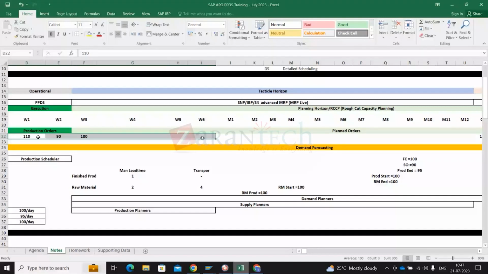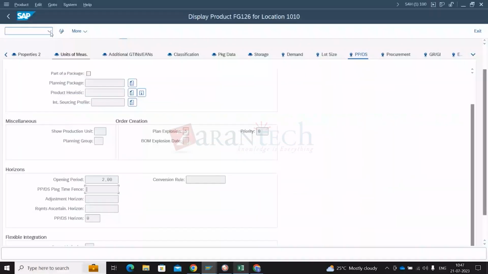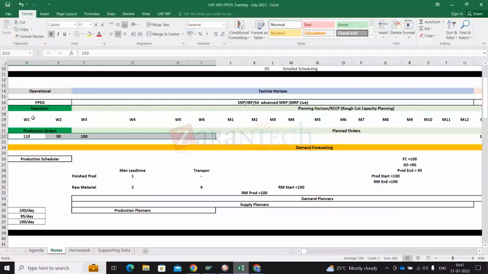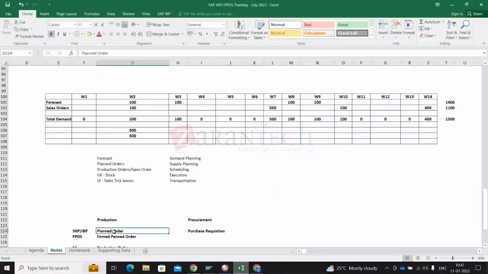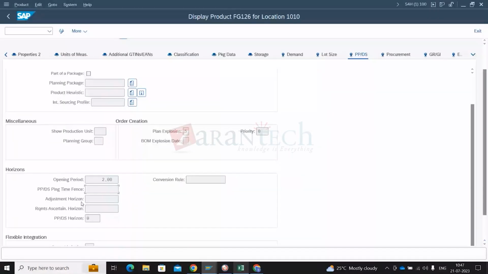It can be applied per location product. So if you say 6 weeks here, then in this period, from here to here, there will be normal plan orders. But whenever the planning tool is running SNP, IBP or whatnot, it will not do anything on them. That is a frozen period for the planning engine. So this is a PPDS planning time frame. No changes happen on the order.